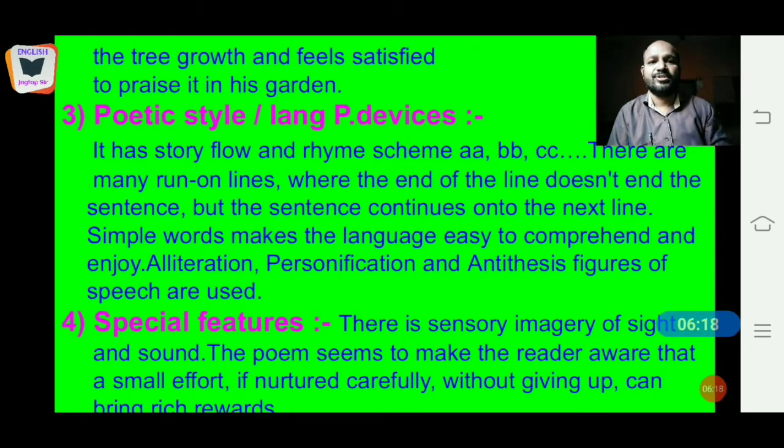What are the special features of the poem? There is sensory imagery of sight and sound, meaning there are such imageries used by the poet by which we can visualize some sights or sounds. The poem seems to make the reader aware that a small effort, if nurtured carefully without giving up, can bring rich rewards. What is the speciality given in this poem? That the cherry tree was nurtured carefully without giving up. Okay, it means one can bring rich rewards by this act or deed.